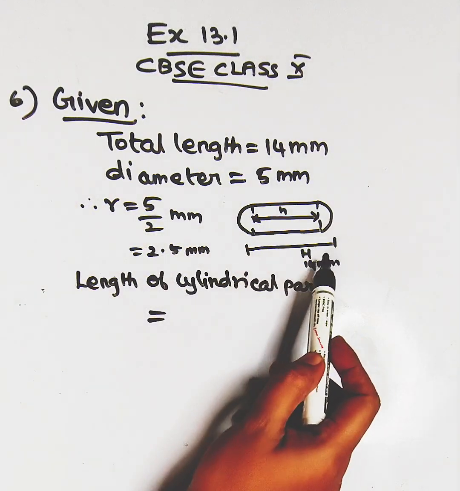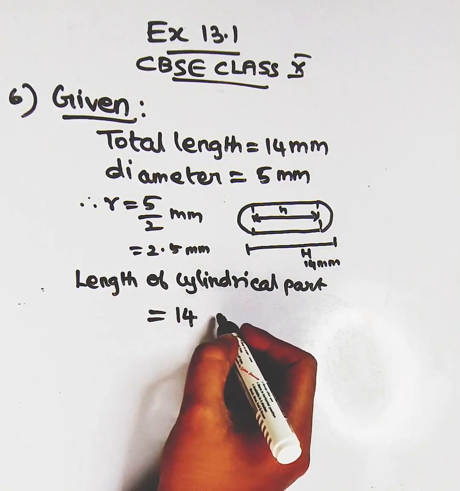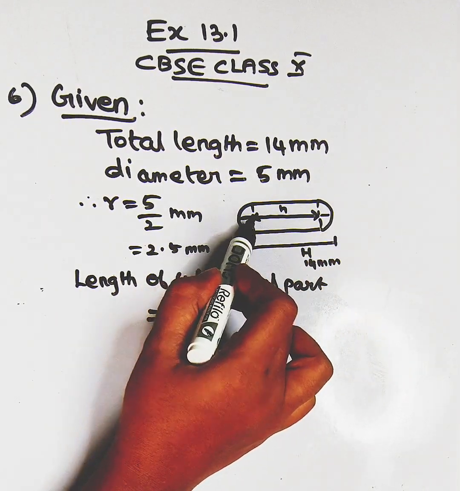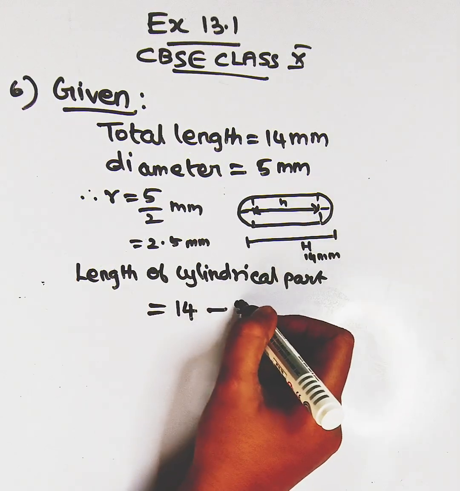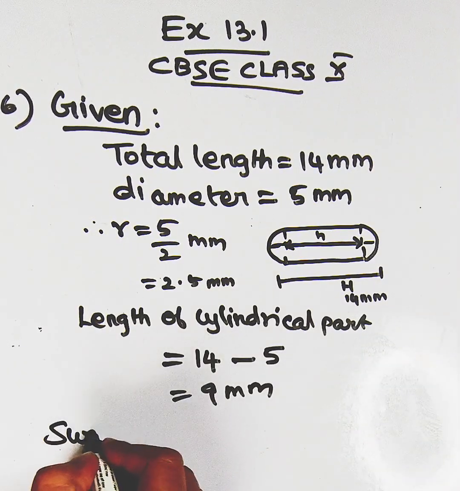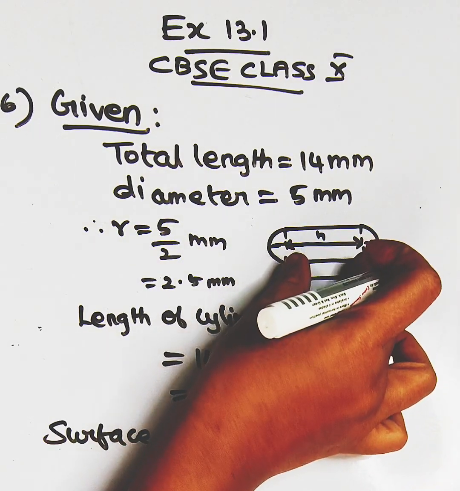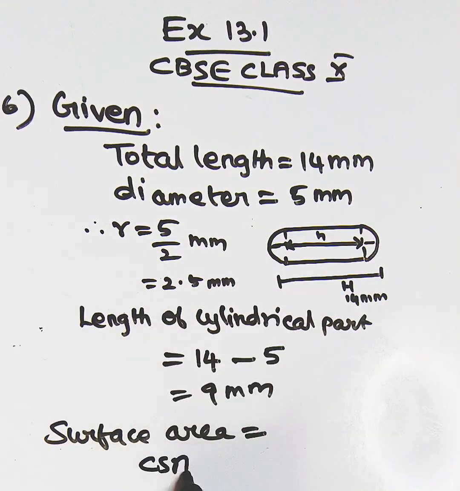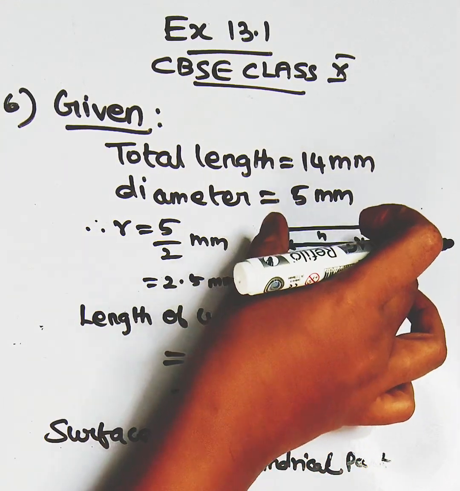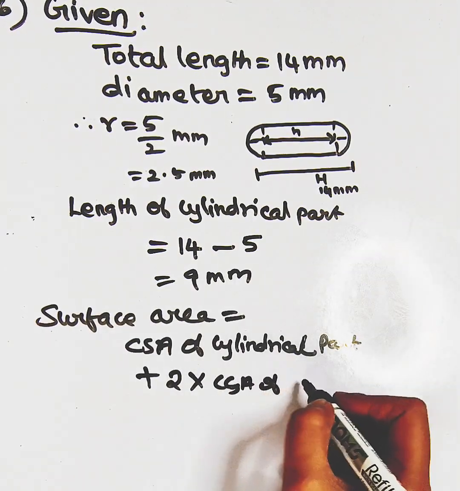So the total length is 14 mm. To find the cylindrical part height, we need to subtract the radii of the hemispheres from 14. So here it is 2.5, here it is 2.5, that is 5 mm, totally we get 9 mm. Surface area of the capsule: only this part of the cylinder is required, that is the CSA of the cylinder. Similarly, the CSA of the hemispherical part, since both are the same, we can write 2 into CSA of hemisphere.